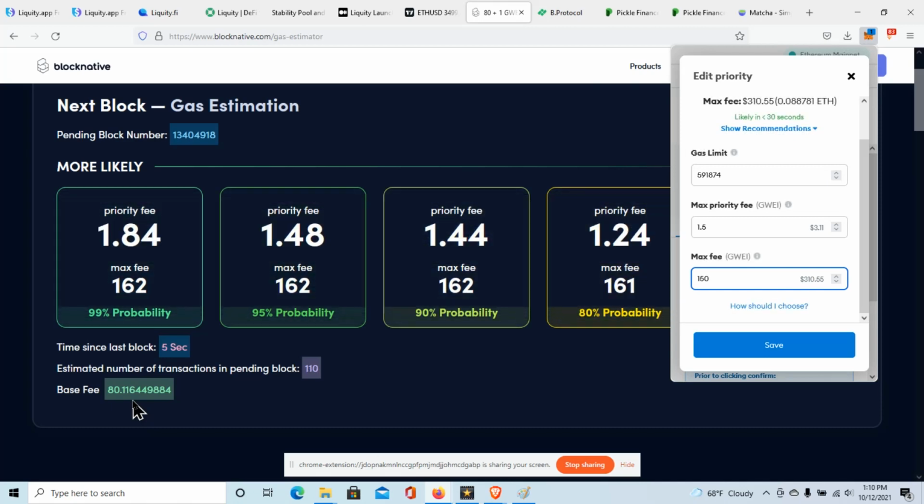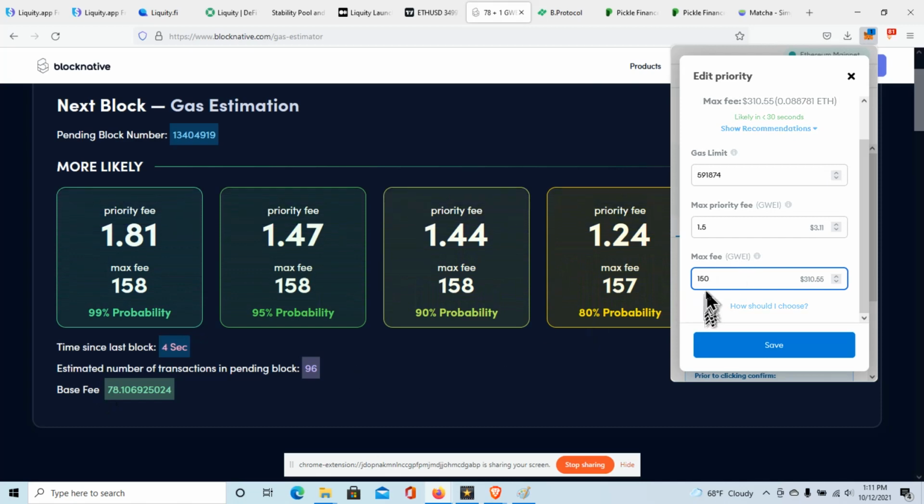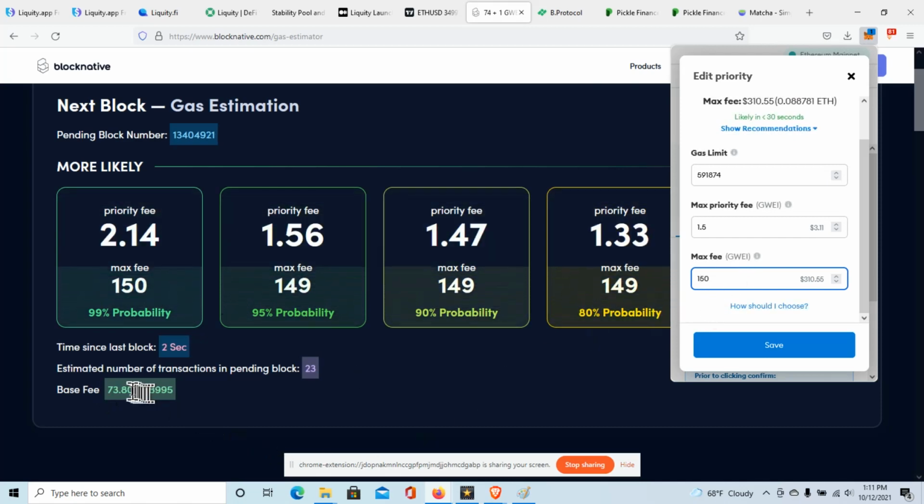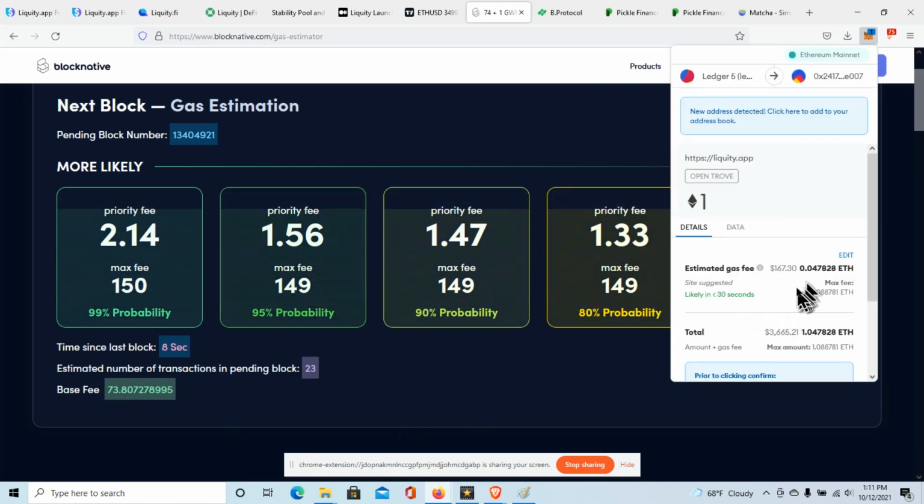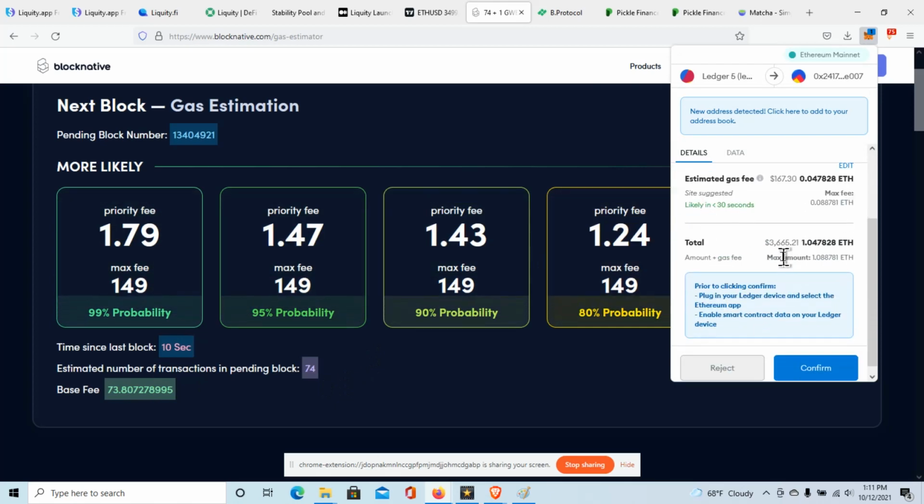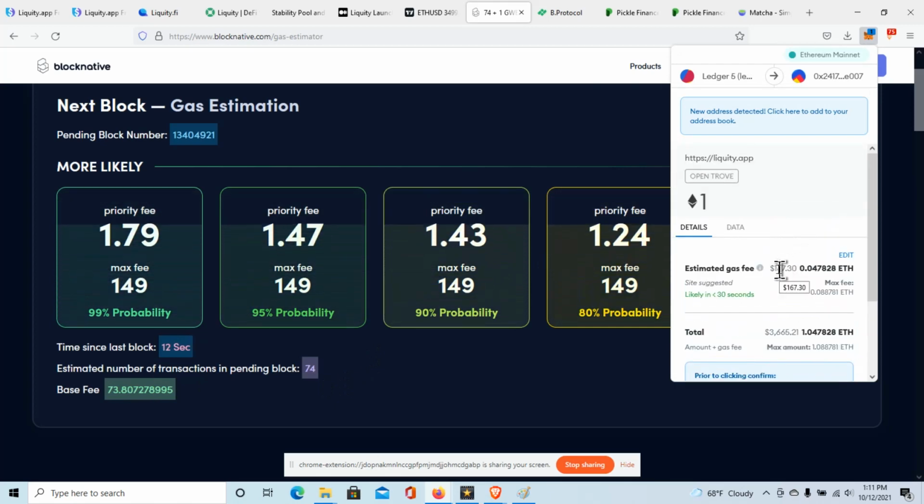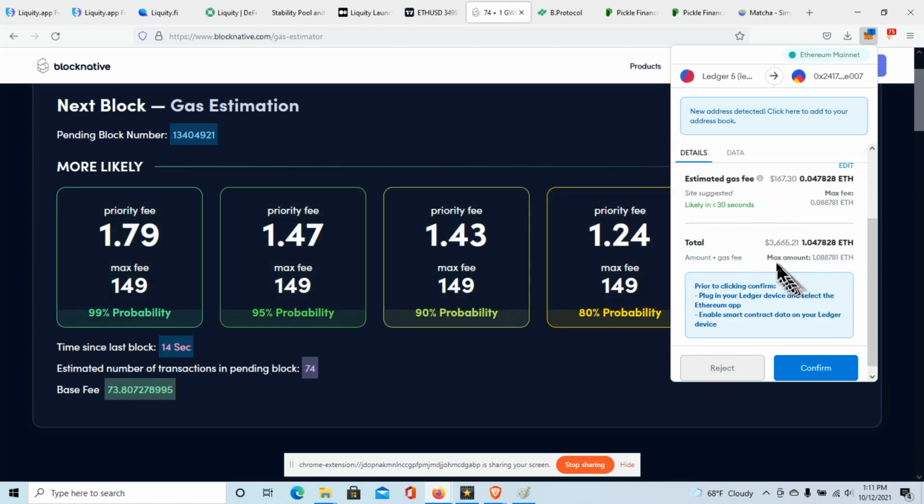Let's say there's an NFT drop over the next block or two, and this spikes to 120, 130 as a base fee in Gwei, I'll still be able to get through. If it goes over 150, I'm not going to get through, which I don't think is very likely over the next few blocks. So I keep that at 150. The max you'll pay is $310. This is likely what you're going to pay, about 167. Okay? Keep all that in mind.